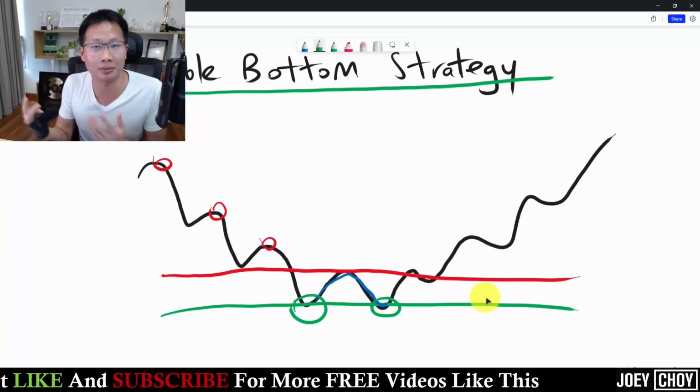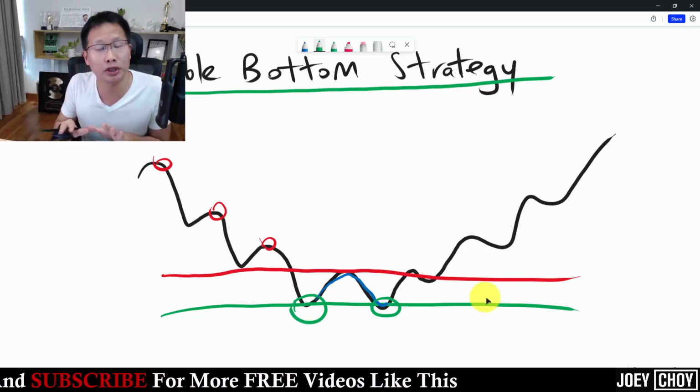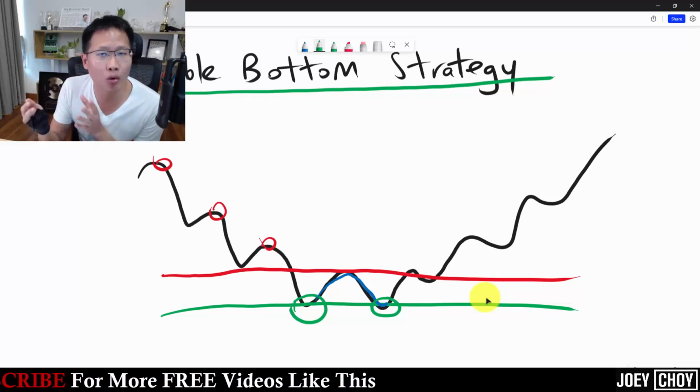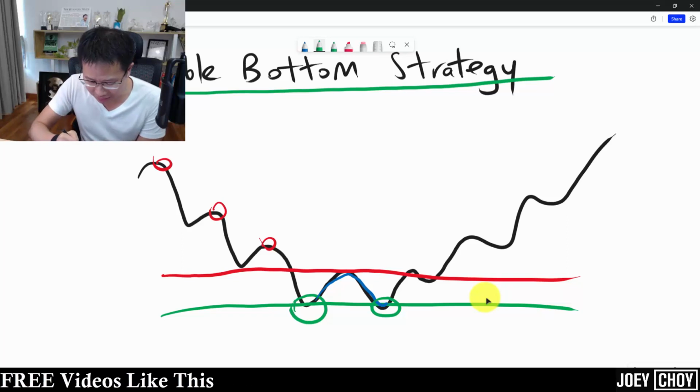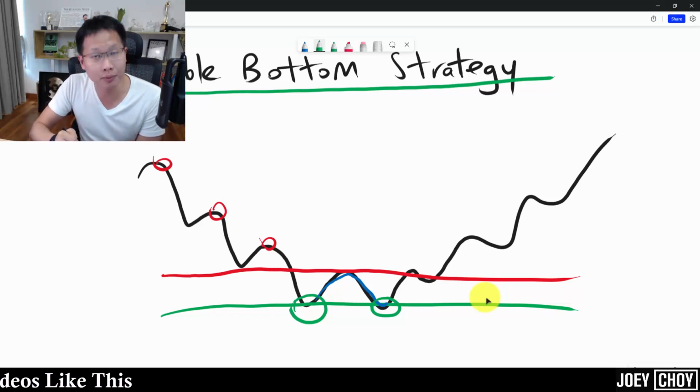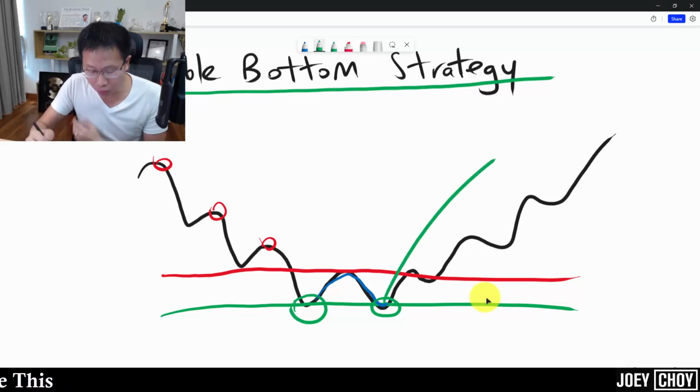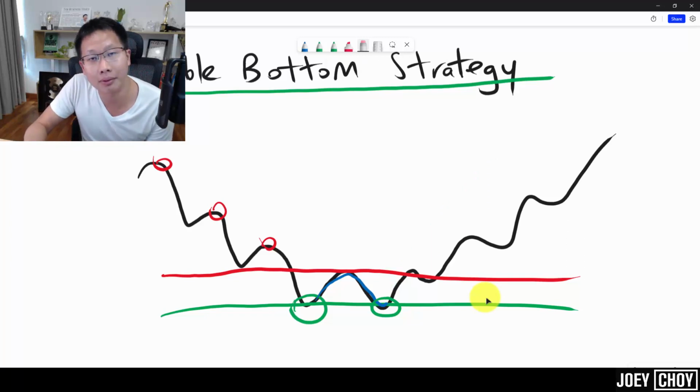This is what we call a double bottom, because there are two bottoms. But at this point in time, there is still no clear confirmation of a reversal. It doesn't mean that when you see the first bottom and the second bottom, the price would just go all the way up. That doesn't really happen, right? So we want to get more confirmation of this double bottom strategy.